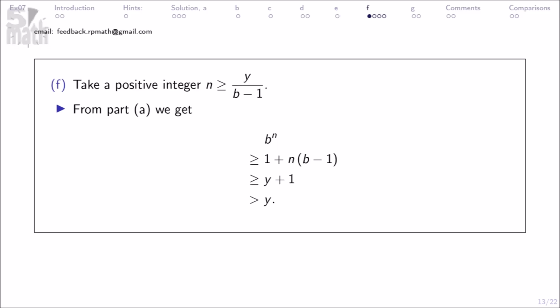F. Take a positive integer n greater than or equal to y over b minus 1. From part A, we get b to the n greater than or equal to 1 plus n times b minus 1 greater than or equal to y plus 1 greater than y.